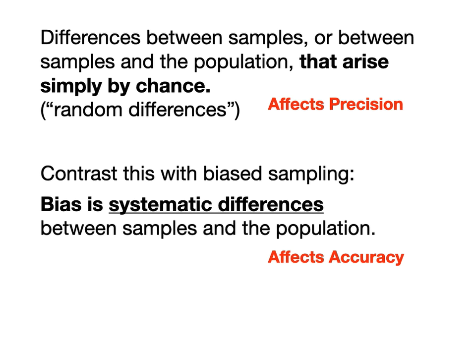Okay, so just to summarize again, differences between samples or between the samples and the population that arise just by chance, these random differences, are going to affect precision. And that is a new thing that we've learned, and we're building on what we covered last time, where bias refers to systematic differences between the samples and the population.